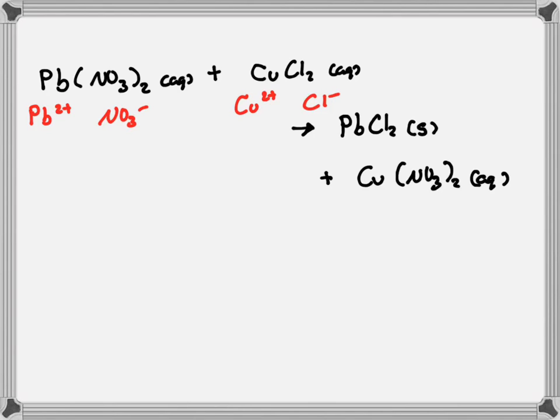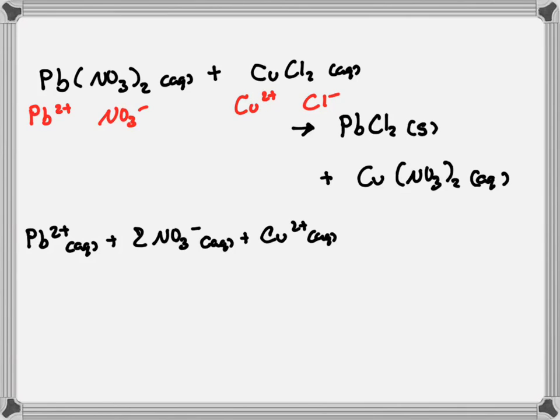Let's see here. I have 1 lead, 2 nitrates, 1 copper 2, 2 chlorides. We're good. We're already balanced. So let's go ahead and write our total ionic equation. So there's our lead 2 plus. I had 2 nitrates, so I have 2 of those there. I have 1 copper 2. And I have 2 chlorides.